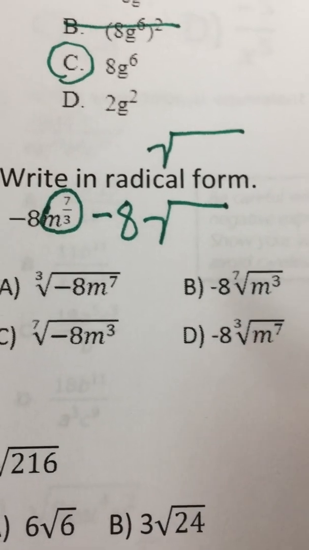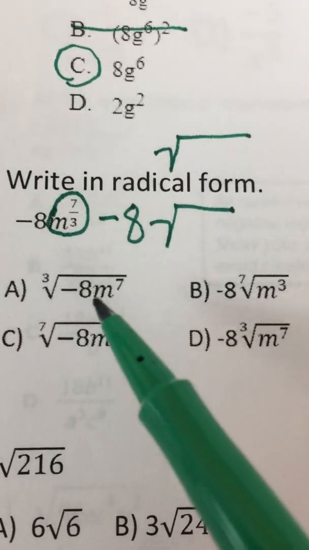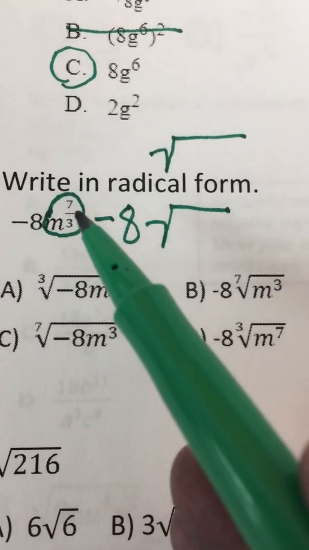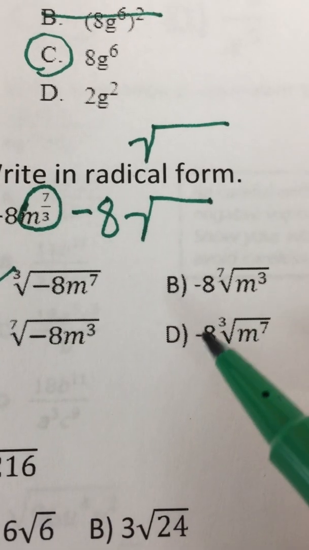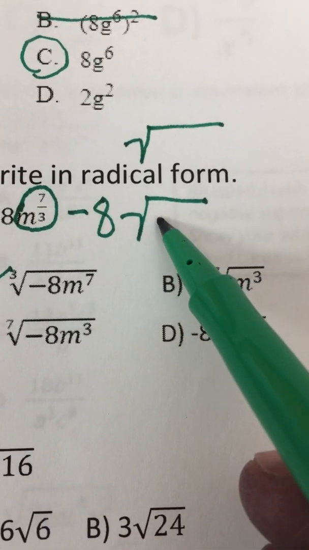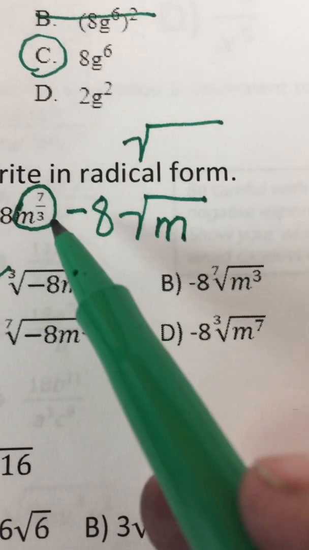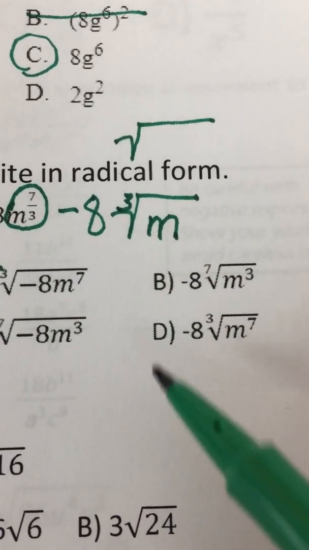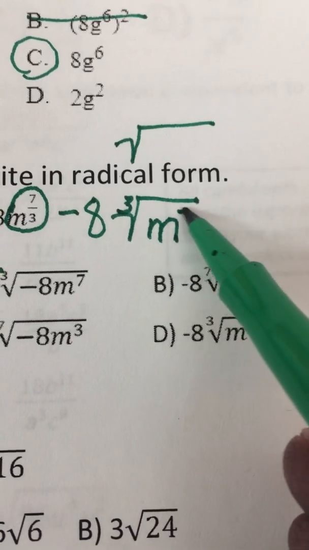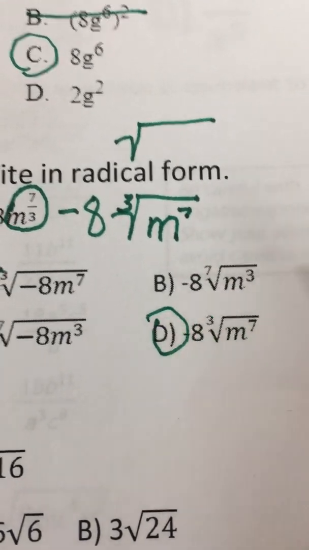So, which one should I get rid of? Get rid of A and C. The negative 8 is not inside. That 7/3 only goes with the m. So those are not there. This is sitting out front. So the m goes inside. It's the base. Bottom's out, so the 3 goes in the crook. Which answer has the 3 in the crook? It is D, and of course the 7 is going to go right there. So there's my answer D. Bottom's out.